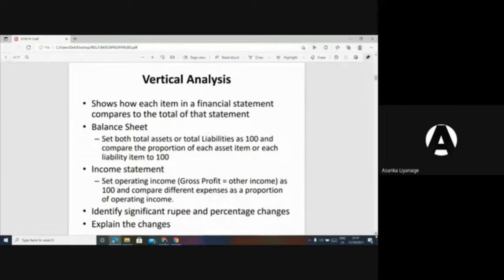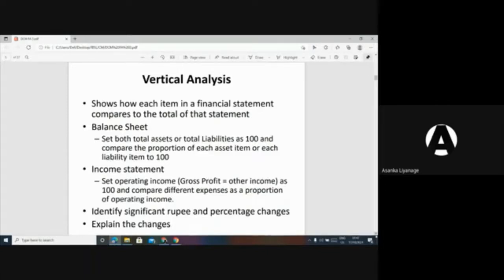Then if you go to the balance sheet, the highest value figure will definitely be total assets, or on the other side, total liabilities and equity, right? You can take either total assets or total liabilities and equity as the highest figure. You have to take the highest figure in the particular statement, right? Then, once you take that highest figure, take the other figures as a percentage of that higher figure in the balance sheet or income statement, right?